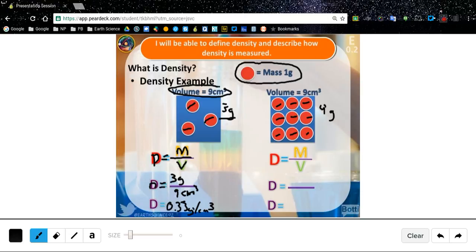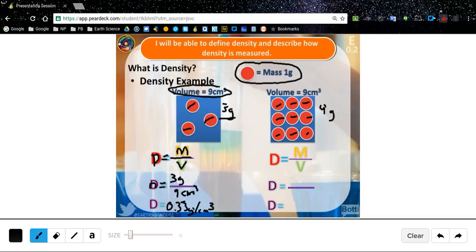The units are important. They cannot cancel out because they are not the same. Mass is in grams, which is the G, and volume is in centimeters cubed or milliliters. Since they are not the same, they cannot cancel out. So density is a ratio of grams per centimeter cubed.